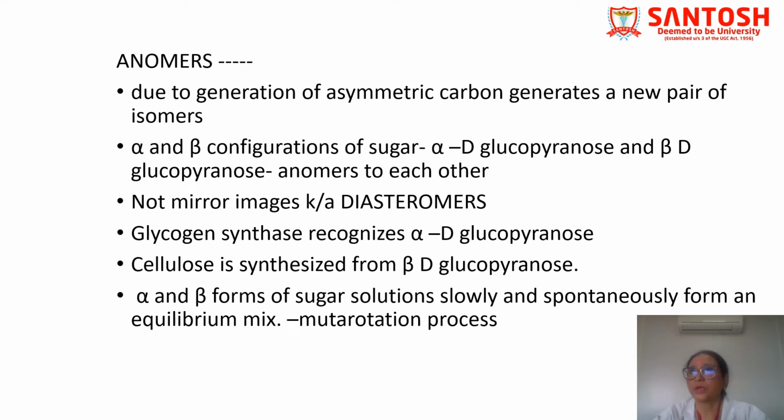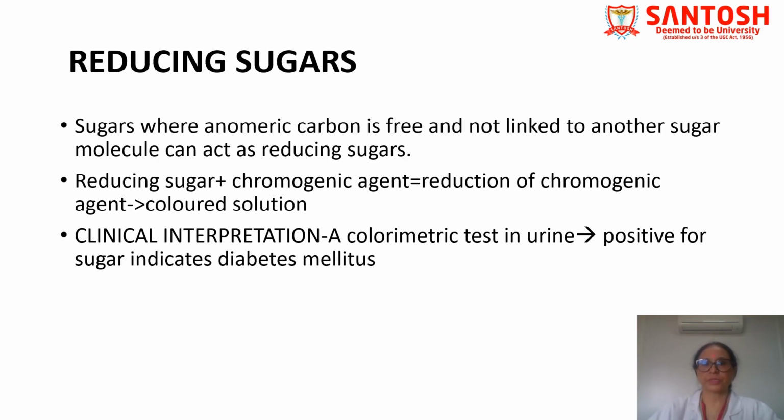Glycogen can be broken down and stored in the human body, but cellulose cannot be, because our body doesn't recognize the beta. Our body doesn't have the enzyme to break down the beta bond. It has the enzyme to break the alpha D bond. Alpha and beta forms of sugar solution slowly and spontaneously form an equilibrium mixture through the mutarotation process, and this is known as a racemic mixture.